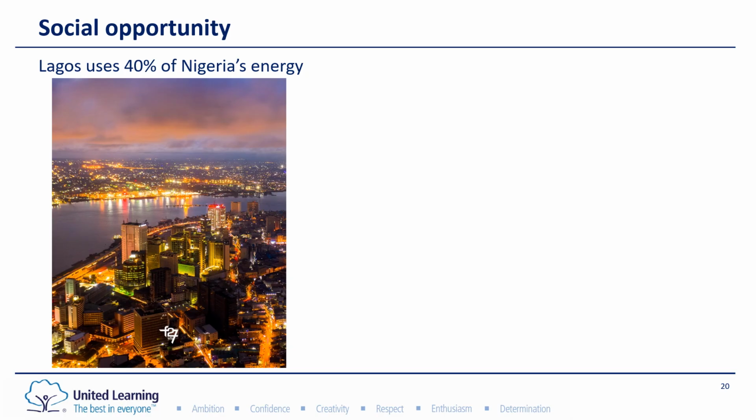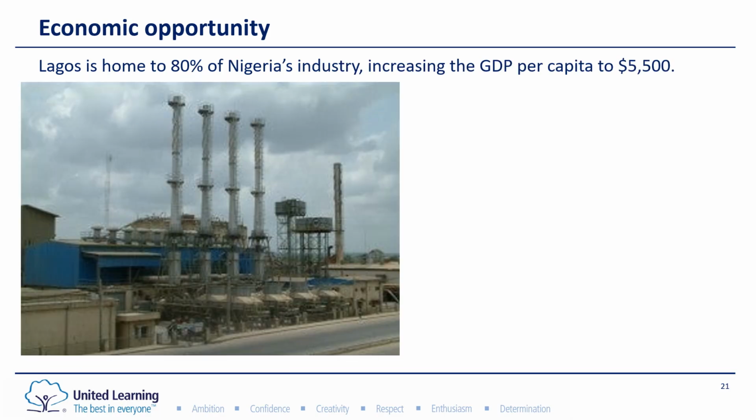Lagos also is home to many economic opportunities, and that could be a potential 9-mark, 6-mark question, whether there's more social or economic. So, economic opportunities. Lagos is home to 80% of Nigeria's industries, such as you can see in the picture here as factories. This means more products are manufactured, which means Nigeria has more products to export.